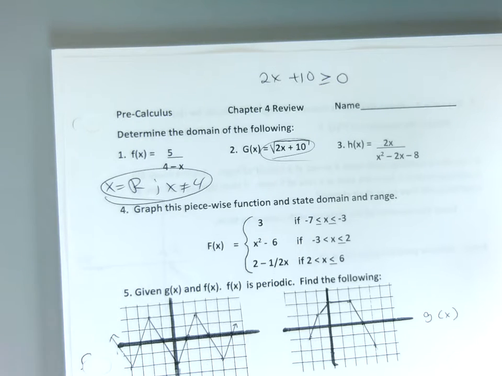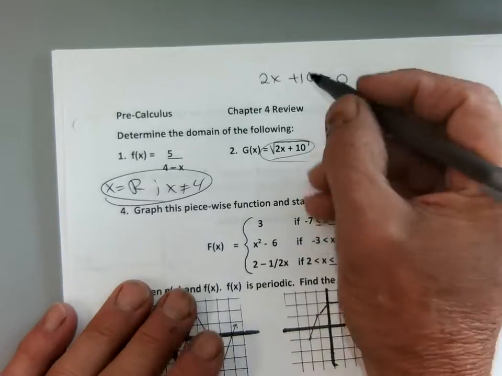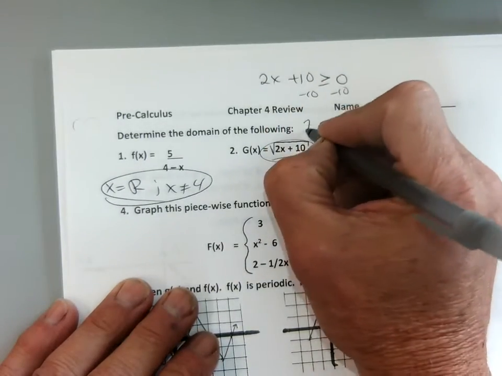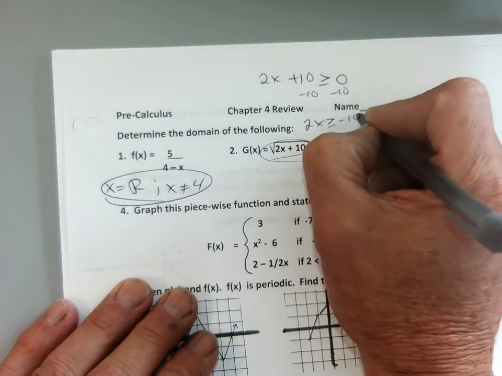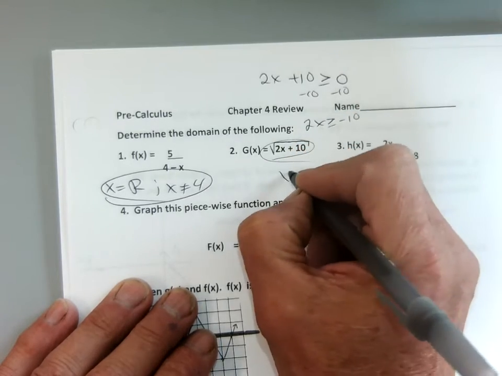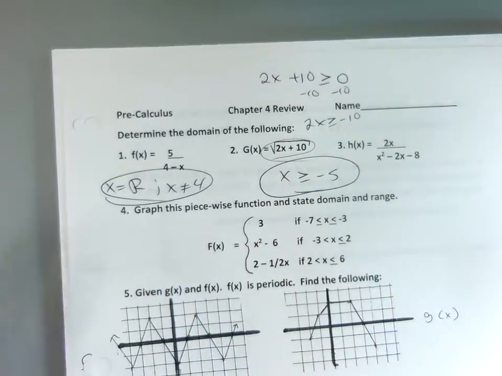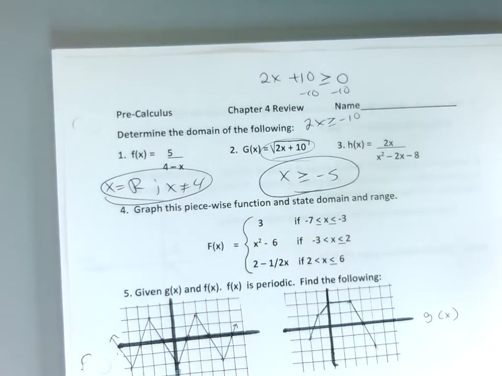Well, it's negative 5, but if you solve for it, you'll see it. Minus 10, minus 10. I'll have 2x is greater than or equal to negative 10. Divide by 2, and we'll have x is greater than or equal to negative 5. Any value less than that would cause us to take the square root of a negative, which would be imaginary. We don't want imaginary numbers, okay? Does that seem pretty easy? Just take what's inside, make sure you set it greater than or equal to 0 so it stays positive.